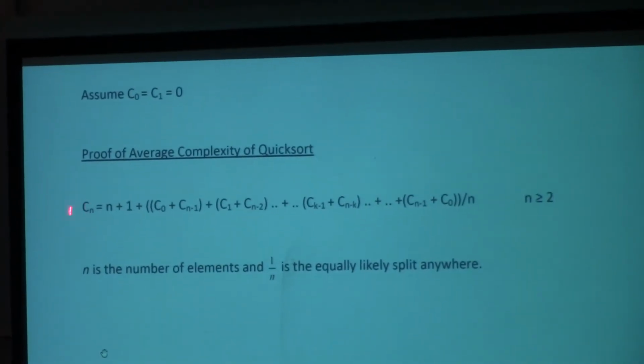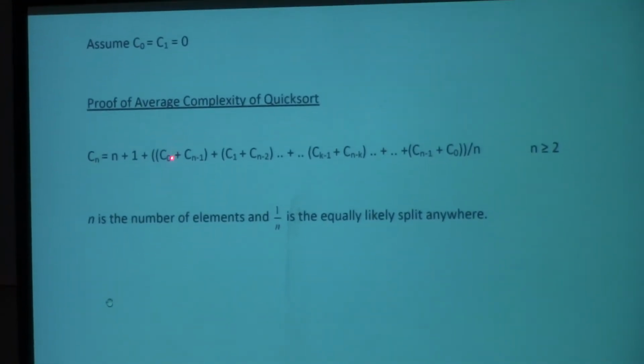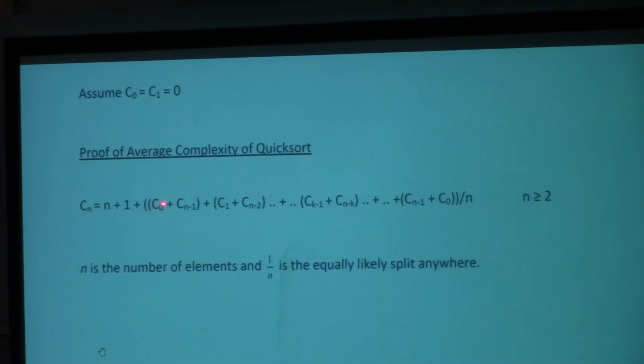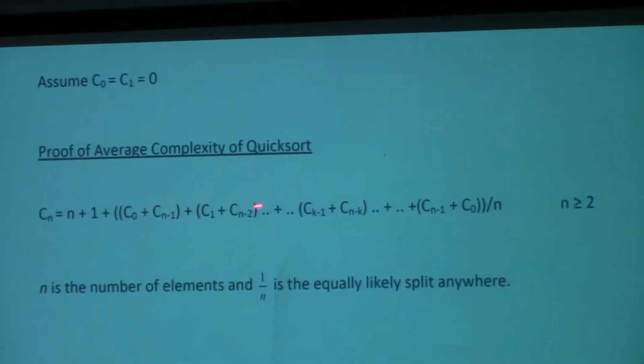So the average number of comparisons for n elements in quicksort is equal recursively to the recursive average number of elements for any split that can happen given the equal probability. Plus n plus 1. What is n plus 1? That's the f of n. That's the actual cost. That's the cost of partition. That's all it is. Okay, so you can see what's going on here.